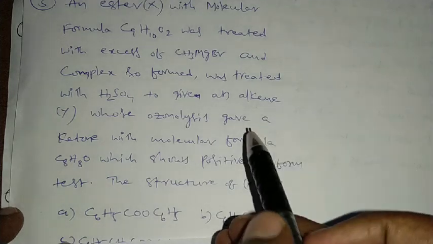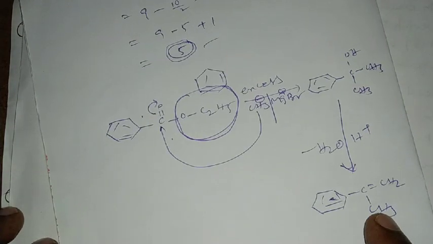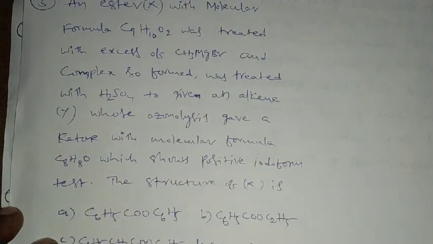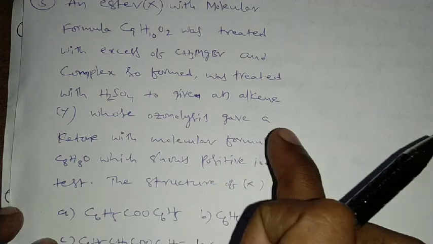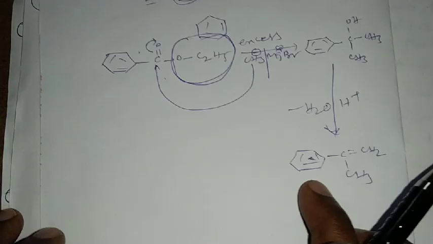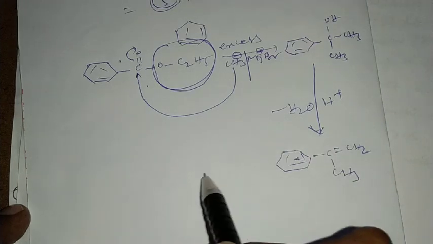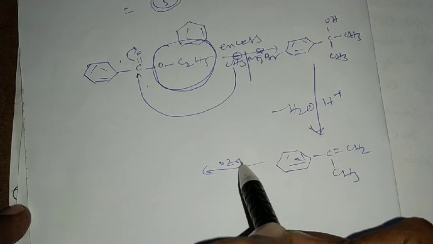After that, what happened? It gave an alkene. So the alkene came. Is it okay? Now what happened? Its ozonolysis gave a ketone. So if you do the ozonolysis, see, it undergoes ozonolysis.